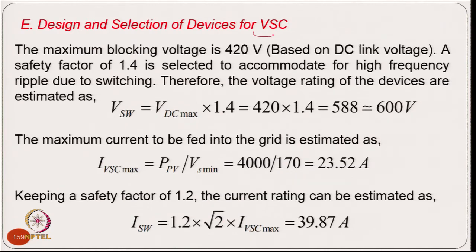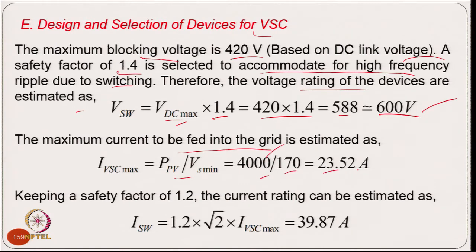Now, coming to the selection of devices for voltage source converter, the maximum blocking voltage is 420 volt based on the DC link voltage. A safety factor of 1.4 is considered to accommodate the high frequency ripple switching, and therefore, the voltage rating of the devices is 1.4 into VDC. So, it comes like 588 and we select 600 volt, and similarly for the current we calculate the maximum current from power and voltage. So, we get 23.52 and the switch current with the 20% factor with the peak current we get 39.87.